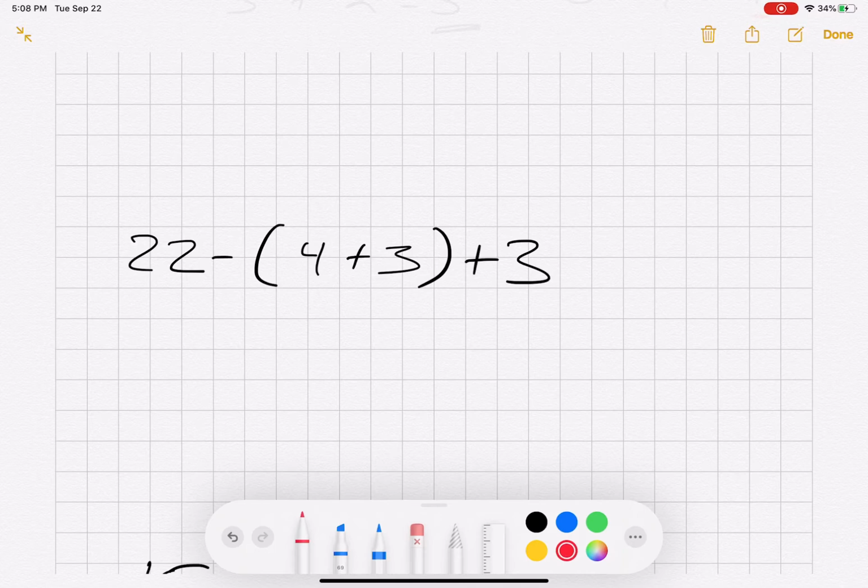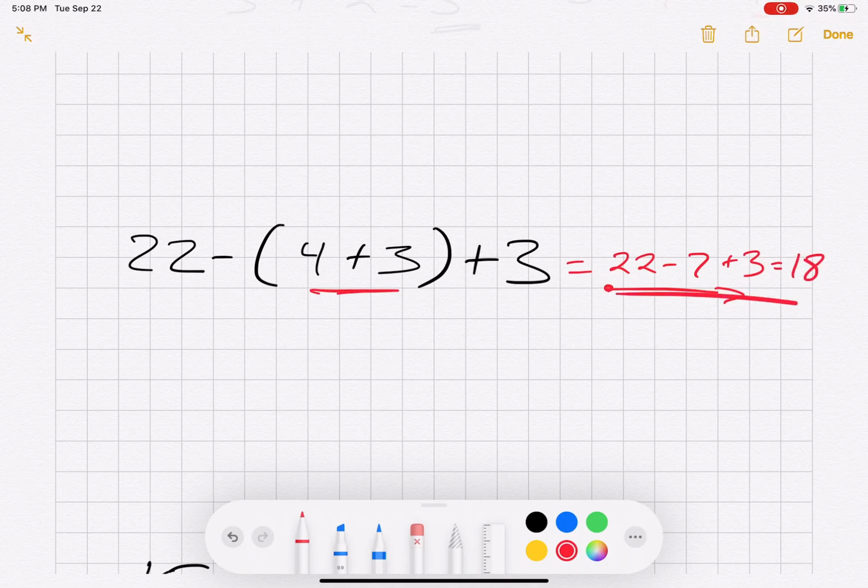Pause the video again. All right, so if we're solving with the brackets first, you can do it this way if you want and write 22 minus 7, because that's inside the brackets, plus 3. And then you can just solve. So now that there are no brackets, you'd start at this side and you just work your way over. So you'd say 22 minus 7 equals 15. And then you're going to add 3, and that would be 18.